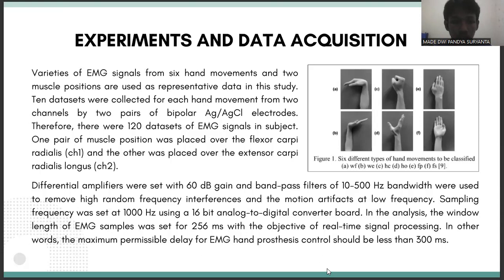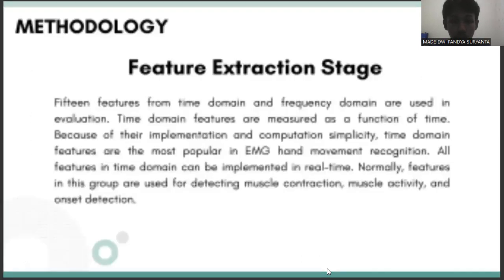In the analysis, the window length of EMG samples was set to 256 milliseconds with the objective of real-time signal processing. In other words, the maximum permissible delay for EMG hand prosthetic control should be less than 300 milliseconds.